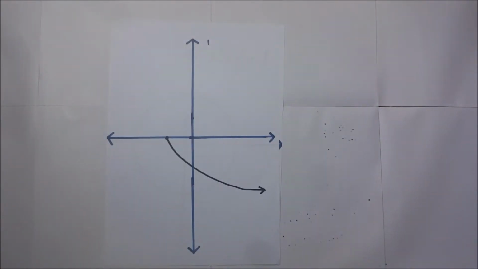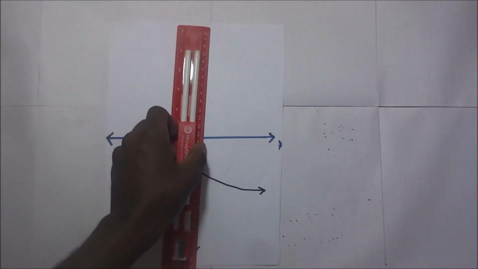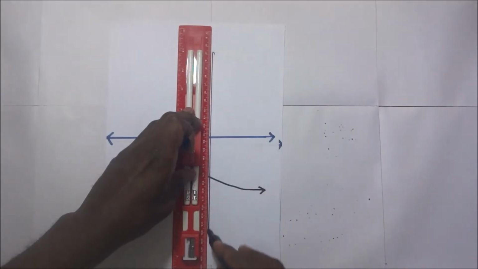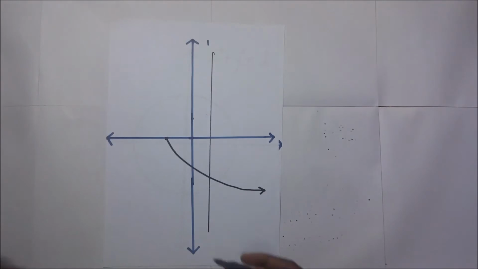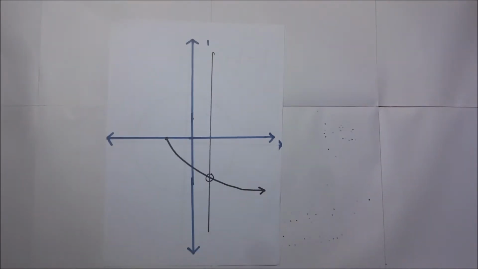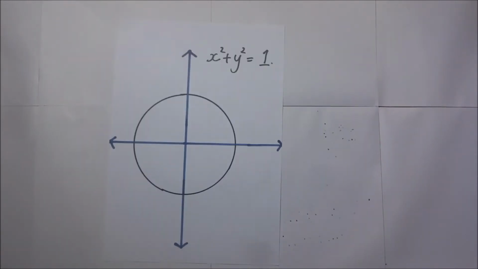We shall be repeating the same procedure here. Still, we are going to get our vertical line, and we are going to draw like that. And when we draw our vertical line, it is intersecting the graph exactly once. And when it intersects it exactly once, then we say this relation is a function. And then finally, we have a circle.